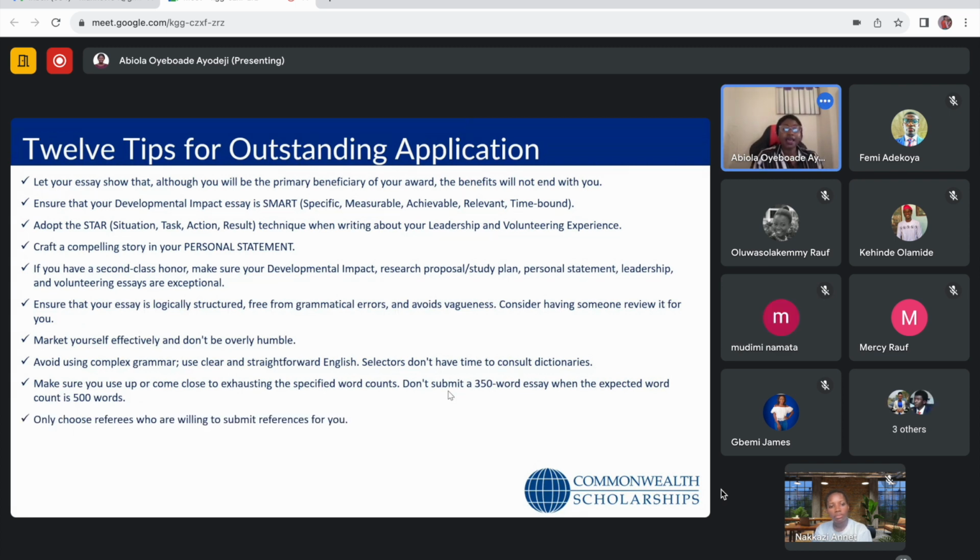And also, I wrote, only choose referees who are willing to submit references for you. Commonwealth make it clear. If you don't have up to 2, forget it. No matter what, even if your nominating agency puts you forward, even if your application is excellent, wonderful, you have all it takes, once there are not up to 2 referees putting it on paper, like this person, we can attest to this person being good, they won't even consider you at all.